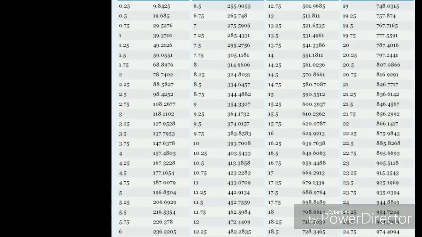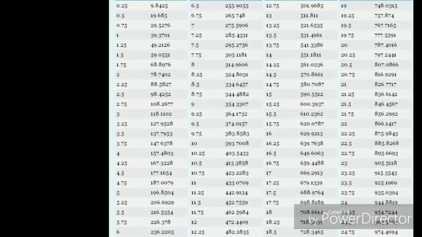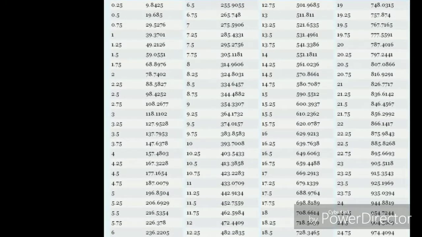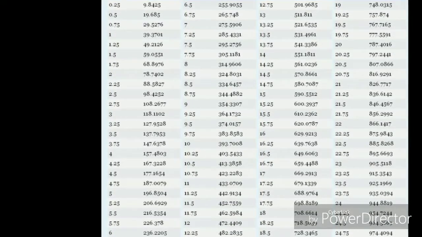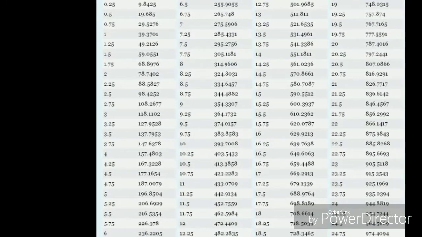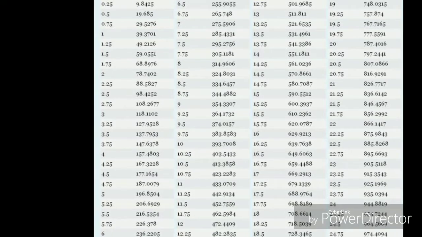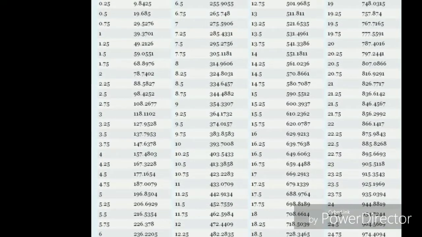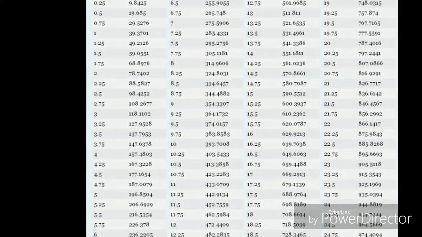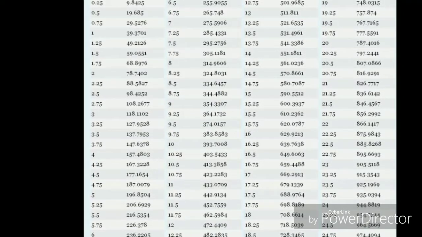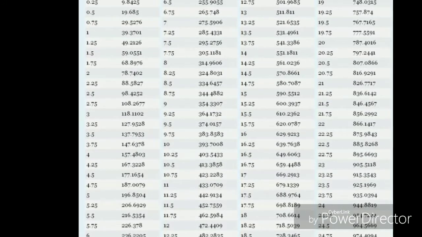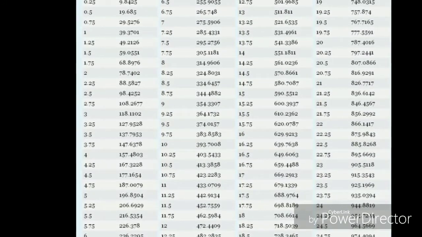1 nanometer is equal to 10 raised to minus 9 meter, and 1 micrometer is equal to 10 raised to minus 6 meter. And some FPS system units: 1 foot is equal to 0.3048 meters. 1 inch is equal to 0.0254 meters. 1 yard is equal to 0.9144 meters. 1 mile is equal to 1.609 into 10 raised to 3 meters. 1 nautical mile is equal to 1.852 into 10 raised to 3 meters.